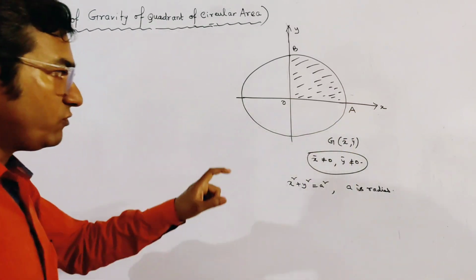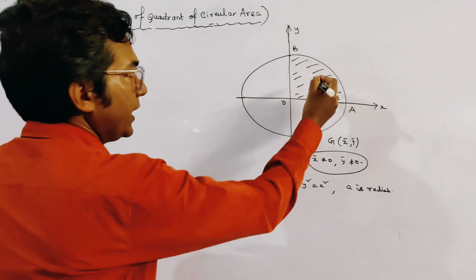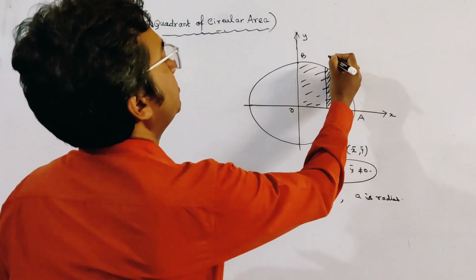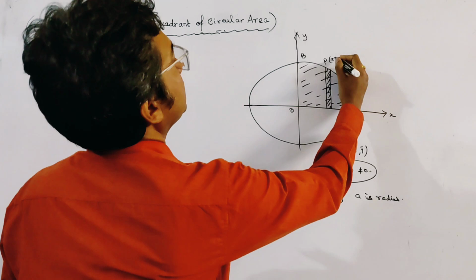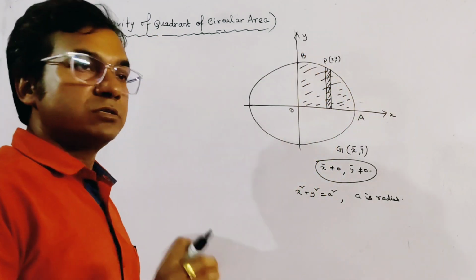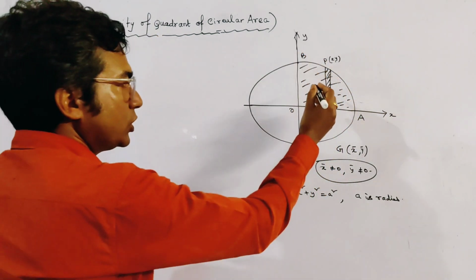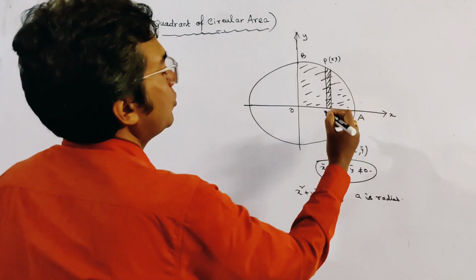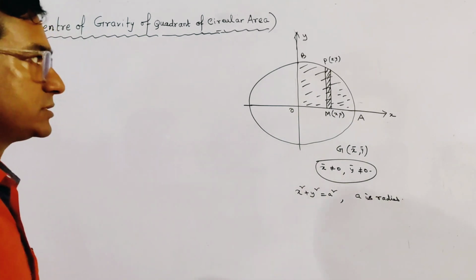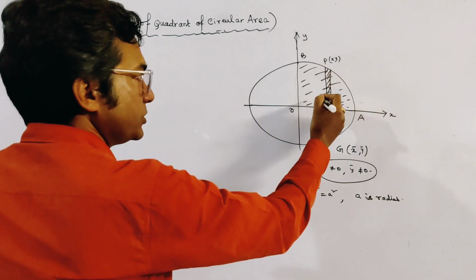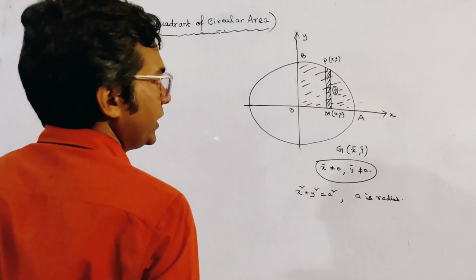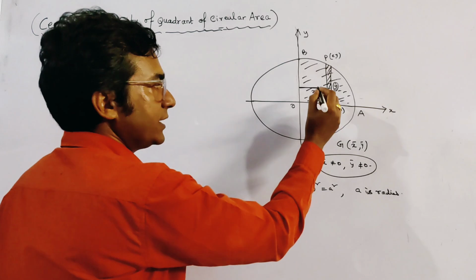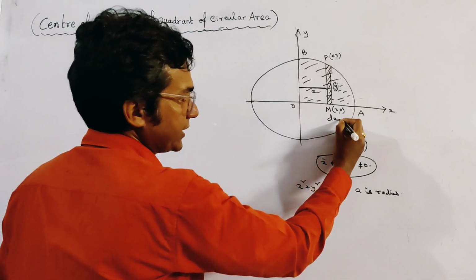Now to find x bar we consider a strip parallel to y axis, and let the strip be considered at the point P (x, y). This lies on the circular arc. So the coordinate of this point M is given by x, 0, because this is on the x axis. So the length of the strip is equal to y. The strip is considered at a distance x from the y axis, and let its breadth be dx.